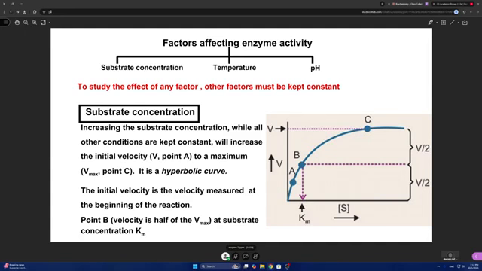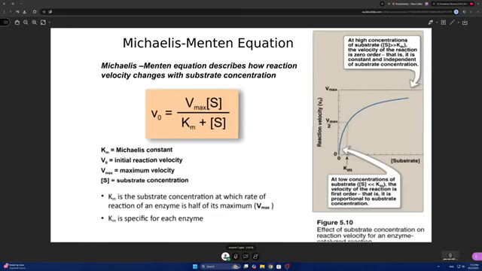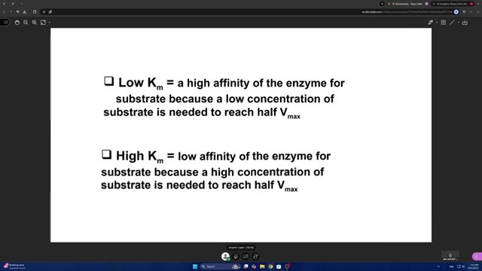There are 3 factors that can influence the activity of all kinds of enzymes, and in this we discussed the substrate concentration: at a certain substrate concentration, the rate of the reaction is half of its maximum, and that particular substrate concentration is known as Km. High Km means low affinity of the substrate with the enzyme, and low Km means high affinity of the substrate with the enzyme.